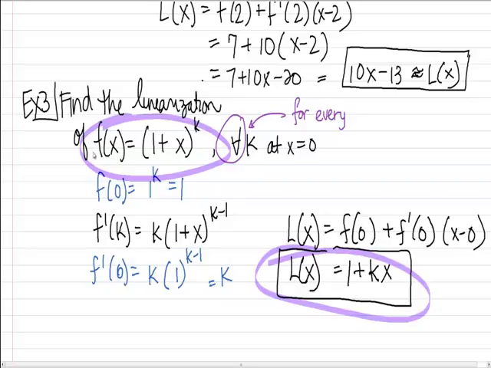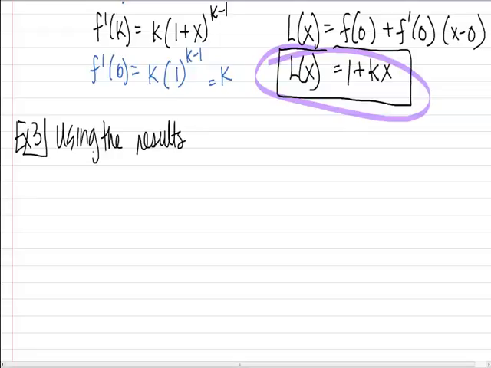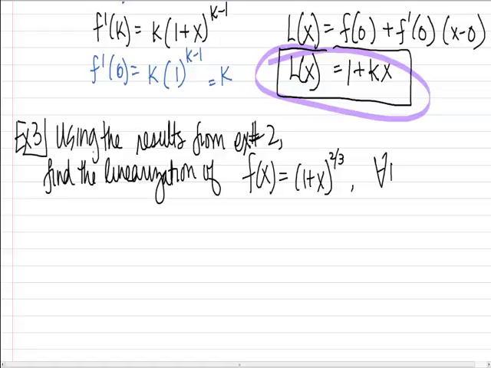So let's do one last example based on this. Using the results from example 2, I want us to find the linearization of f of x equals 1 plus x to the 2/3 power for every k at x equals 0. And this last part must be set up the same. We need to be centered about the same thing, which in this case is 0.